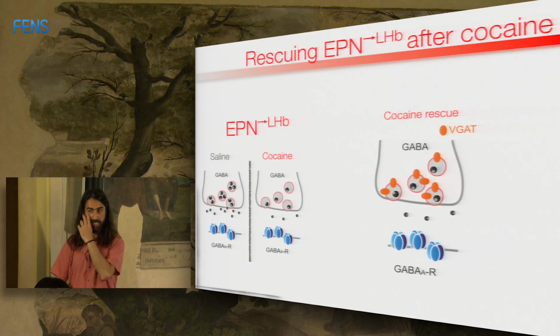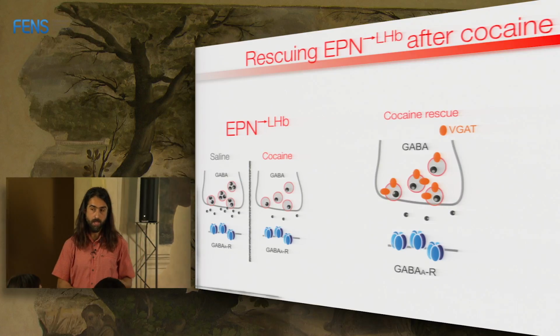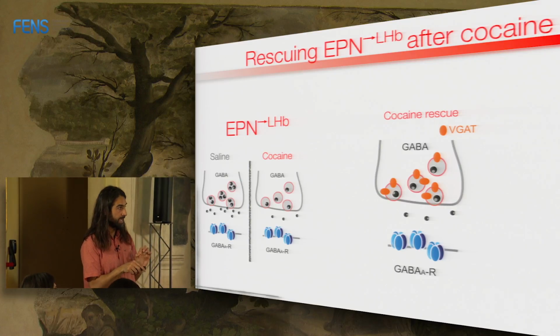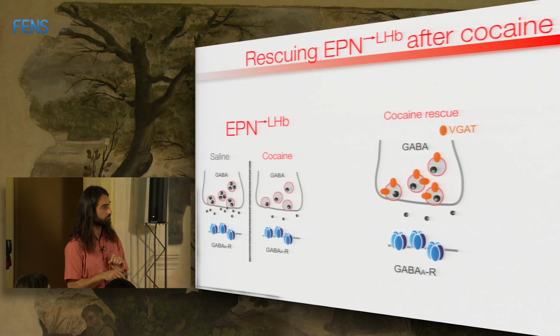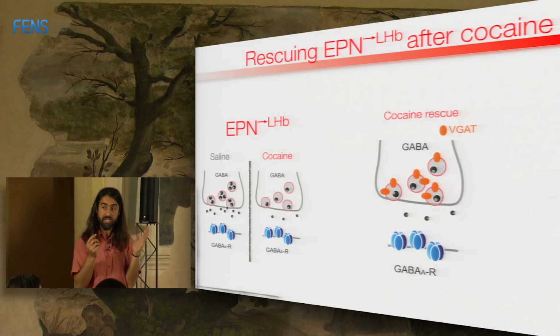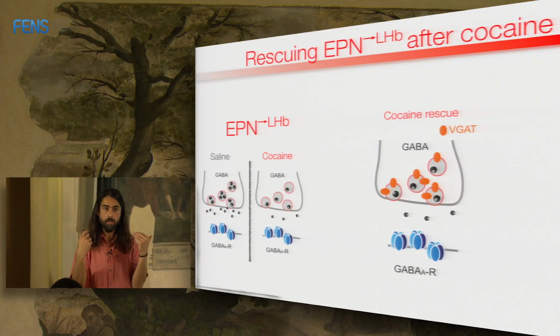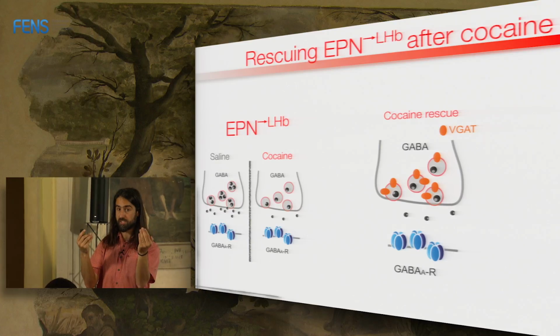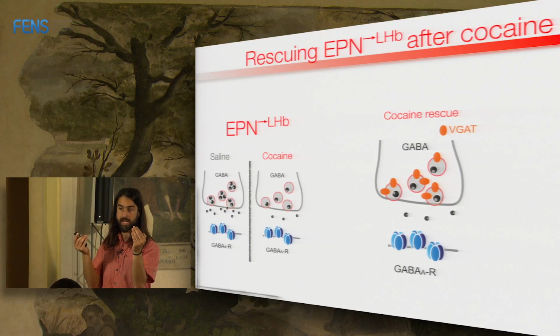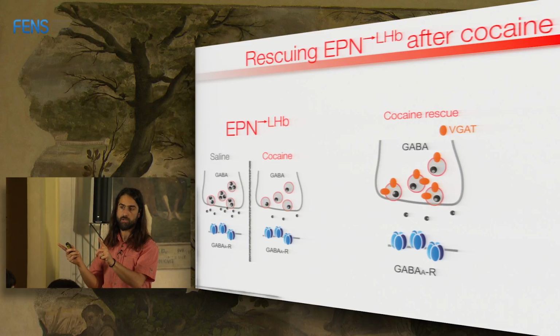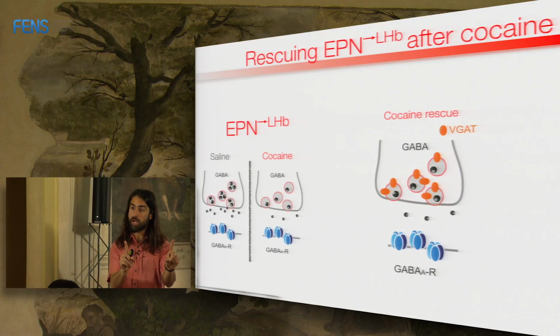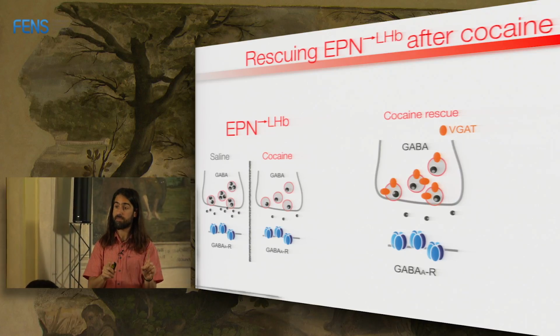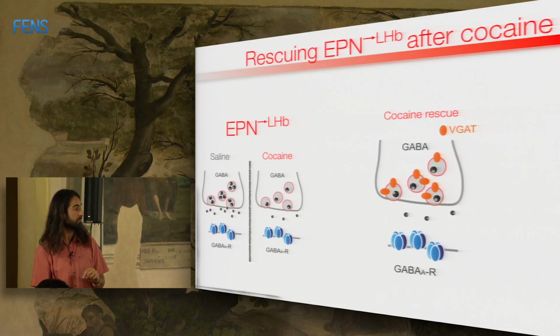What is the strategy we used? We wanted to basically play on the VGAT expression. And we reasoned that if we were to ourselves boost the VGAT expression in the cocaine condition, we could normalize the efficacy of these synapses.